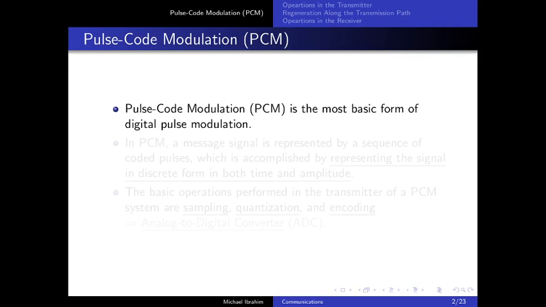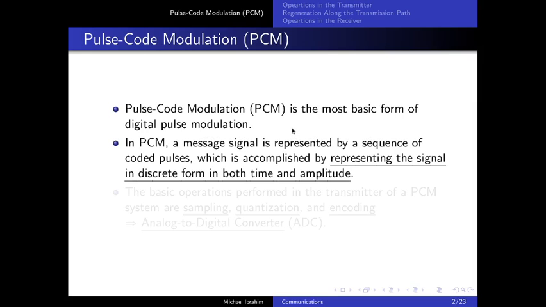And in today's lecture, we'll talk about the pulse code modulation, which is the most basic form of digital pulse modulation. PCM, or pulse code modulation, is very famous, and it's one of the basic forms of digital pulse modulation. In PCM, a message is represented by a sequence of coded pulses, and we will talk about this kind of coding or coded pulses in a few minutes. And this is accomplished basically by representing the signal in discrete form in both time and amplitude.